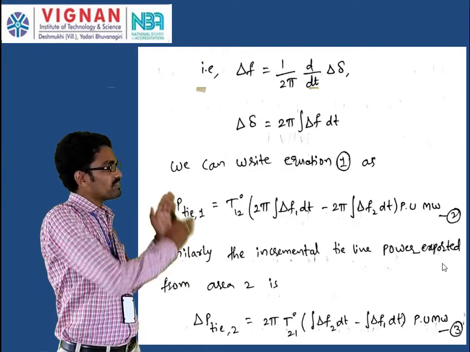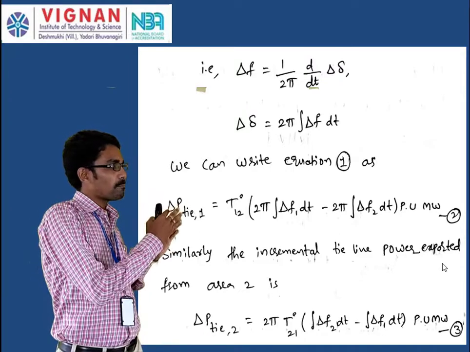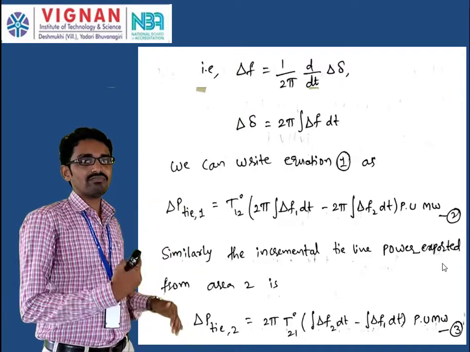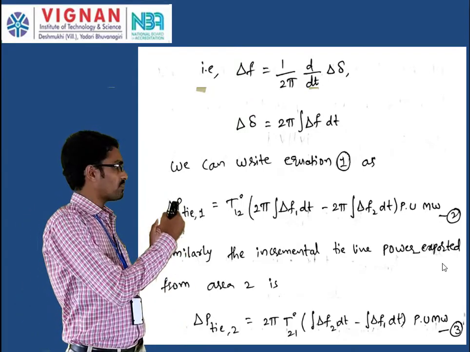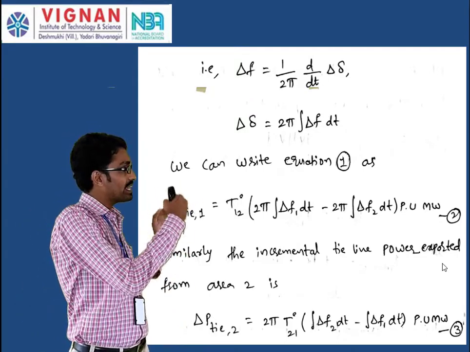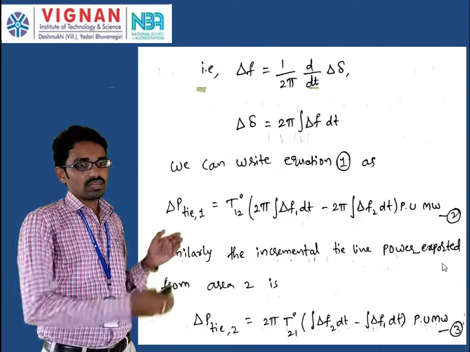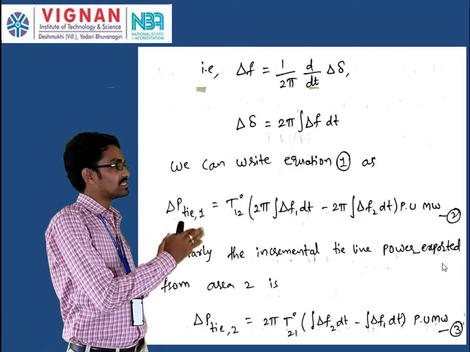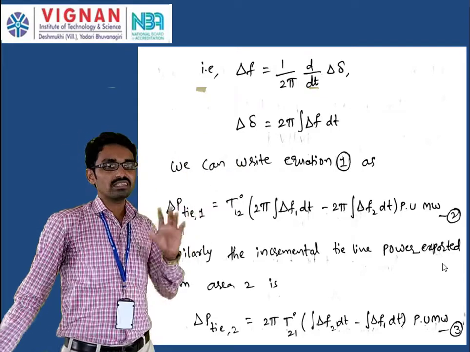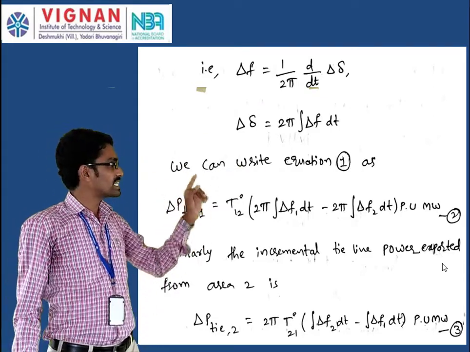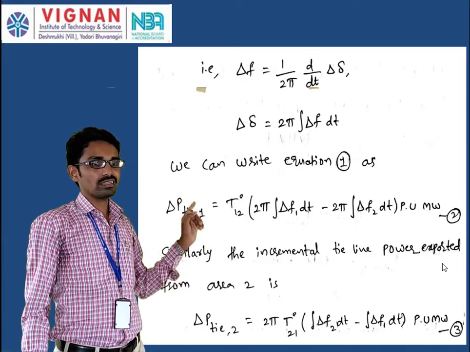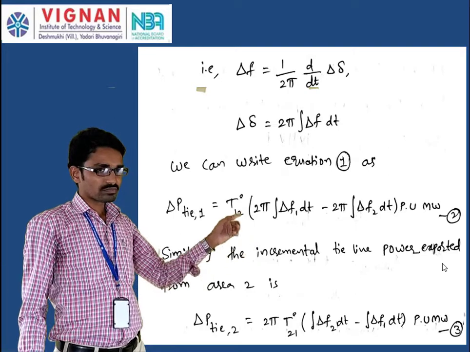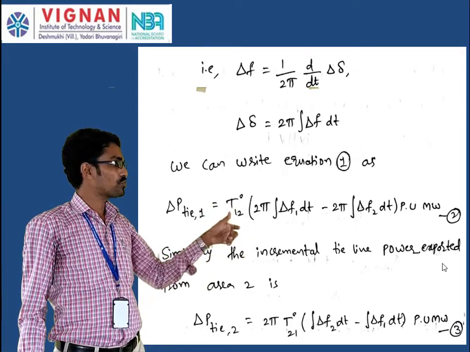Delta P tie 1 is the power exported from control area 1. Similarly, if I write the equation for the incremental tie line power exported from area 2, we get delta P tie 2. That is nothing but 2 pi T210.